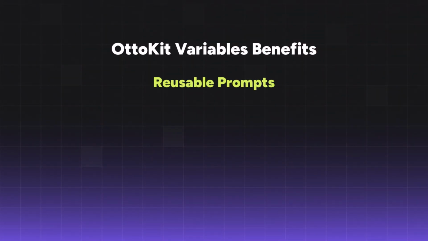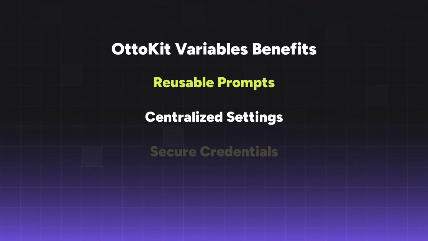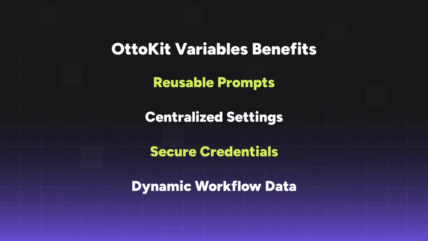Variables are one of those features that seem simple at first until your workflows start growing. That's when you start to see the real benefits. Reusable prompts, centralized settings, secure credentials, and dynamic workflow data all become incredibly useful, especially if you're building AI-powered automations.